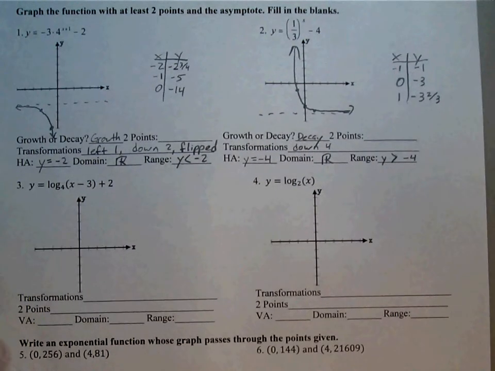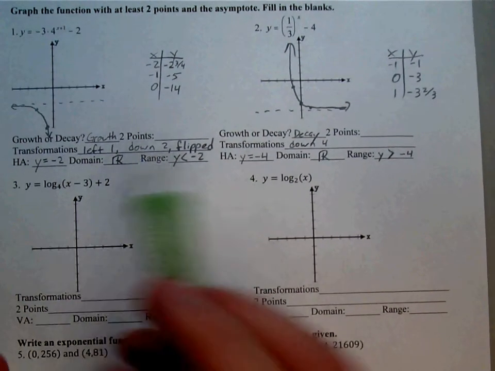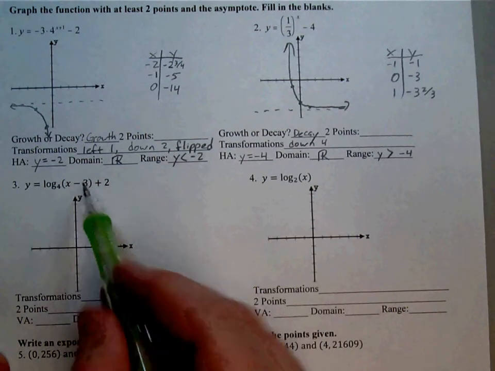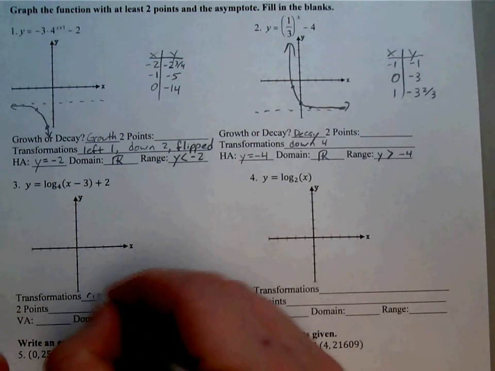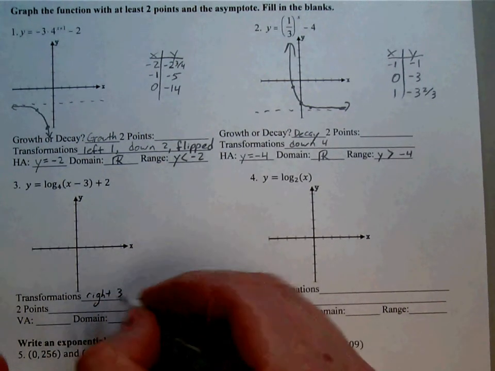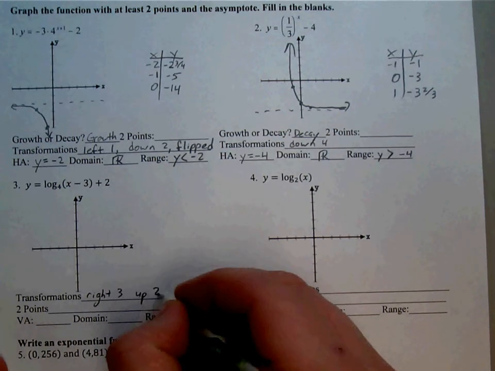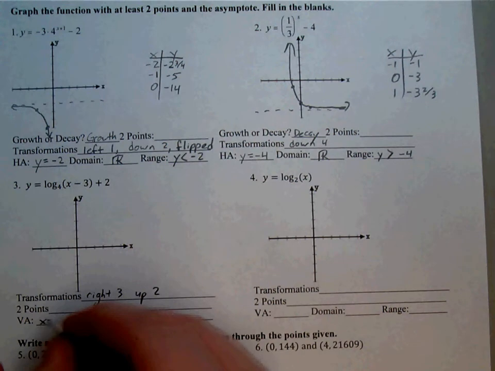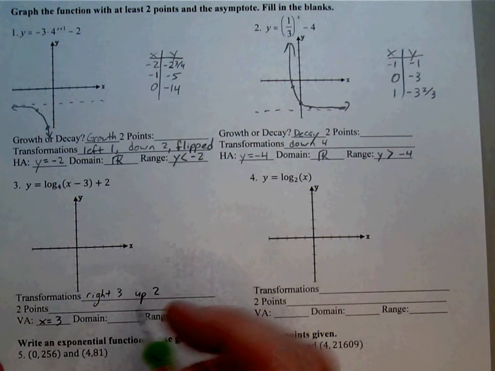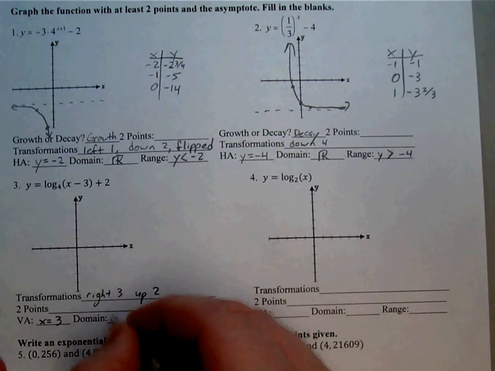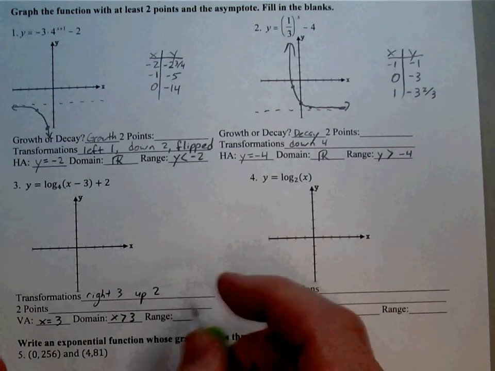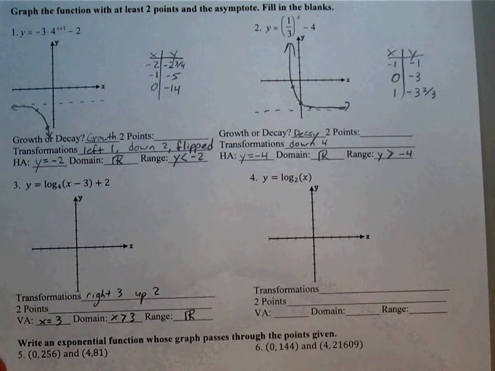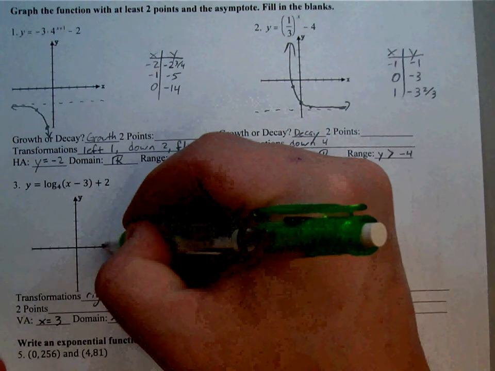Now starting with number 3, we've got logarithmic equations. So transformations, this one's going to right 3, up 2. Vertical asymptote. It's going to be an x equals equation, so x equals h, which is 3. So my domain is going to be x is greater than 3. Range will be all reals. It flips because it's a logarithmic.